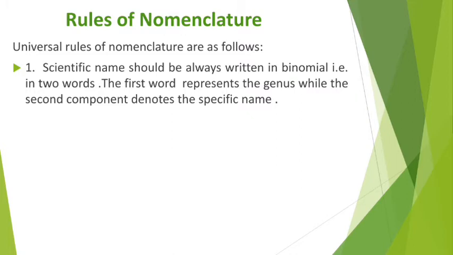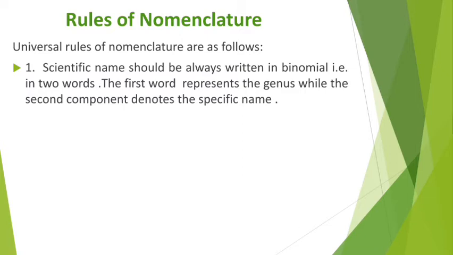Okay. So my dear student, while giving a scientific name, what happens? Scientific name should always be written in binomial, that means in two words. The first word represents the genus while the second component denotes the specific name. Last class, in the method of naming, we came to know in binomial nomenclature that the system of naming the organism in two words is known as binomial nomenclature. So similarly, the first point represents that the scientific name should always be written in two words.